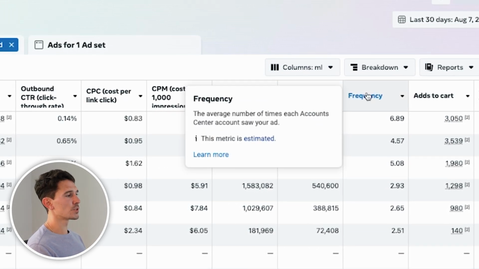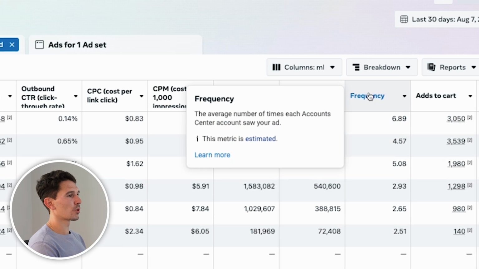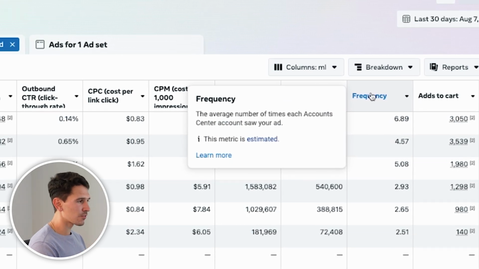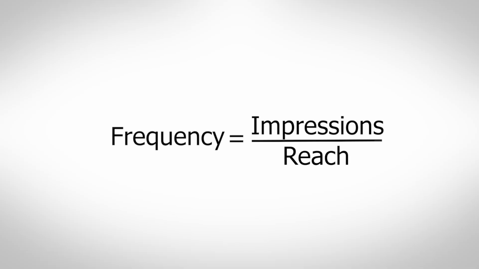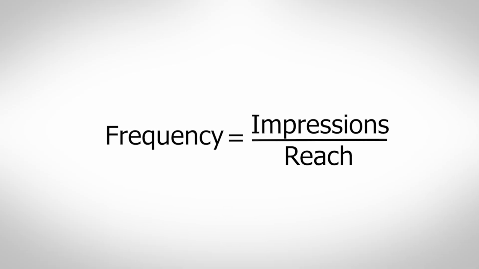for the most part. Frequency, one of my most critically important metrics that I love to follow, is the average number of times someone saw your ad. It's literally just taking your impressions divided by your reach. This is such an important metric because it really gives you a gauge of, am I overspending? Am I spending too much on the same people? What's going on in this business?